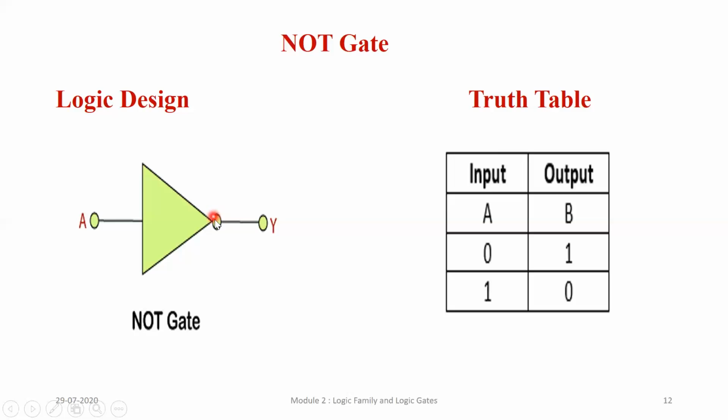So don't forget to draw this bubble, otherwise it is not an inverter circuit. In the logic design, if it doesn't have that bubble, it is not the symbol of a NOT gate. So we don't know what that operation is, because there is no symbol in the logic family with just a triangle.